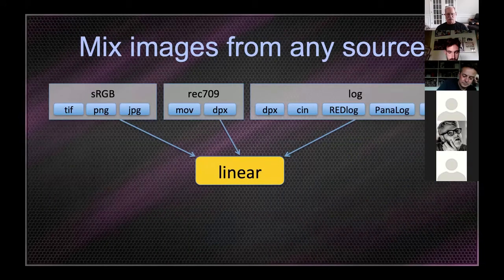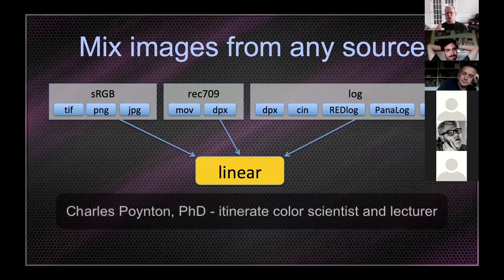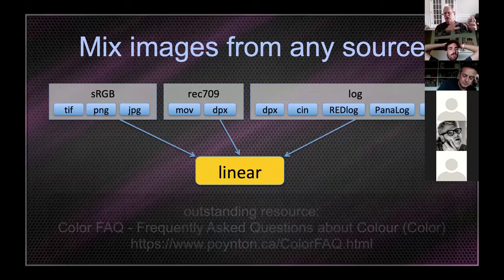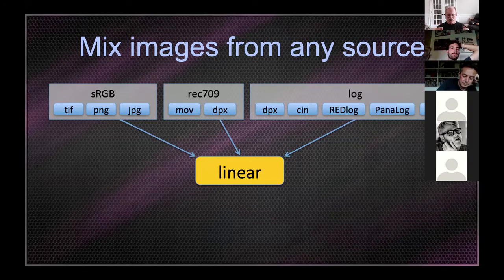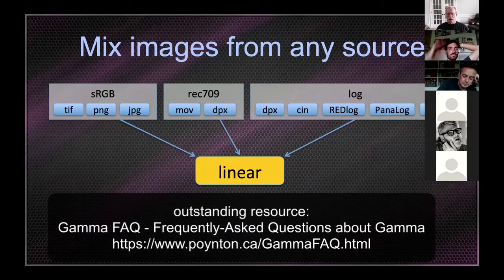The other thing about linear, it allows you to mix images from any source. And today we live in a real grab bag. Another war story. Charles Poynton is a huge man in the world of color science. He works on ICC profiles. He's hired by corporations and Microsoft and all. I went to one of his lectures. It cost $600 to attend this thing.